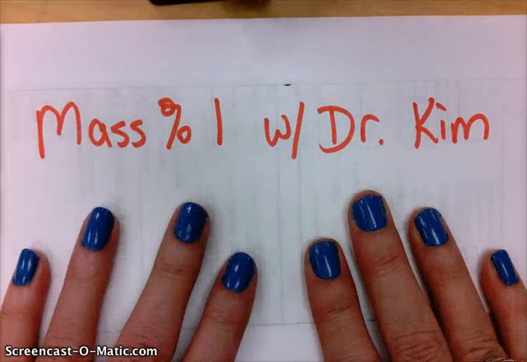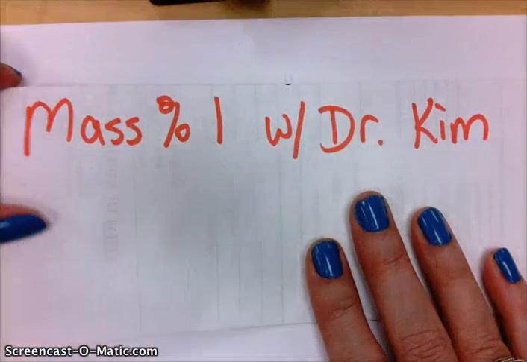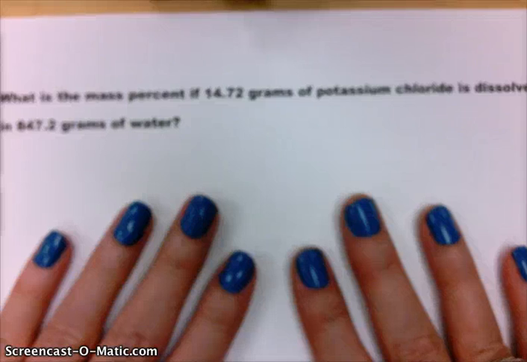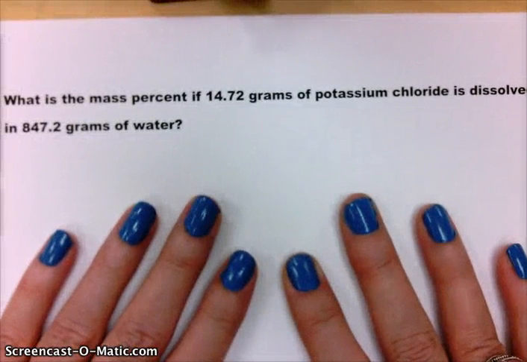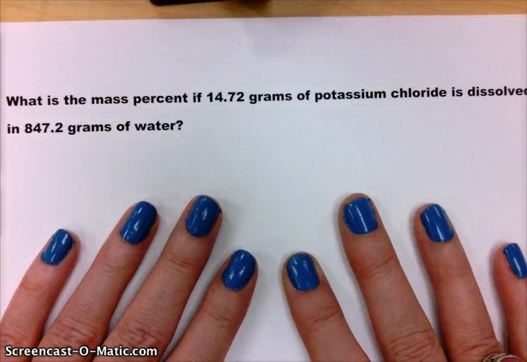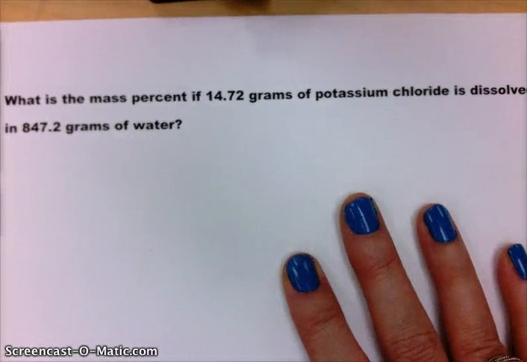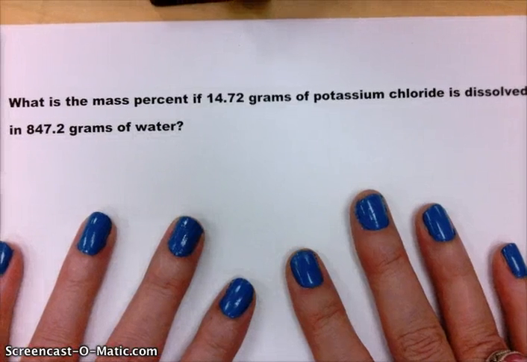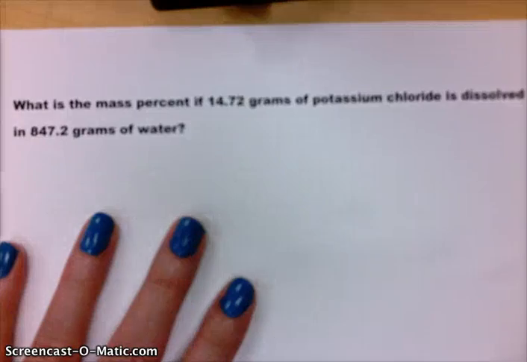So we're going to work a mass percent problem for chemistry. Our problem reads, what is the mass percent if 14.72 grams of potassium chloride is dissolved in 847.2 grams of water? So we have grams of potassium chloride, we have grams of water, and it does say mass percent in here.